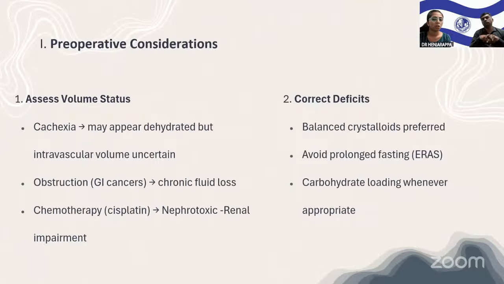Preoperatively, assessing the volume status and correcting the deficits is important. The patient may look cachectic and dehydrated, but assessment of intravascular volume is important. In case of GI cancers, because of obstruction, there might be chronic fluid loss. And if the patient has undergone cisplatin chemotherapy, which is nephrotoxic, it can cause renal impairment. So assessing volume status is important.